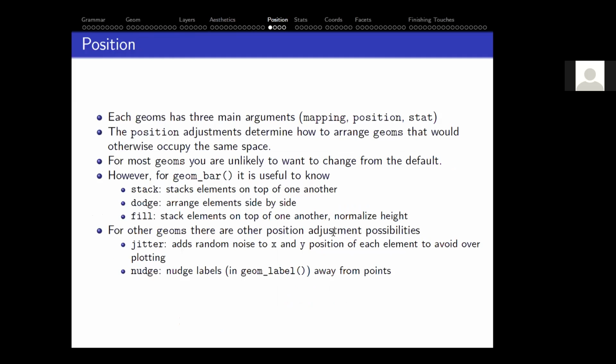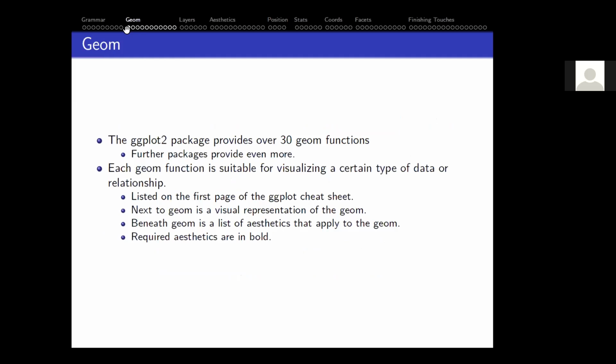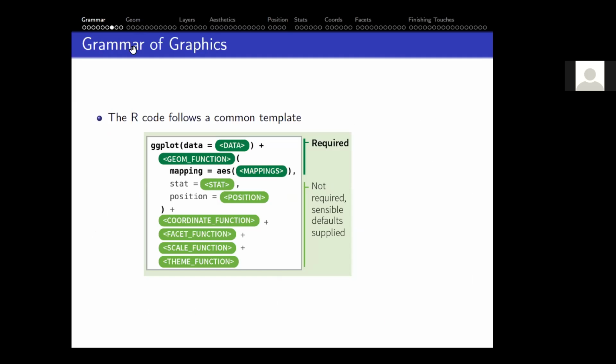Okay, and the next part was to go back to the grammar. Remember, right at the start, we talked about this ggplot template. Hopefully we have now seen that we can give it different data sets, produce different geoms, and produce different mappings. This really changes the look of the data. And then briefly, we're going to talk about these stats and the positions.